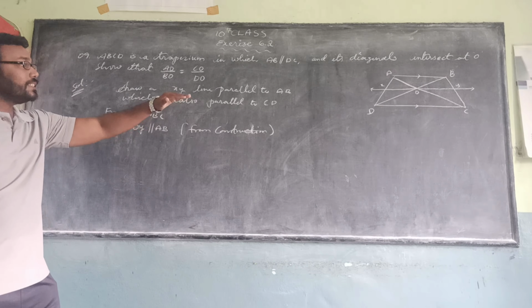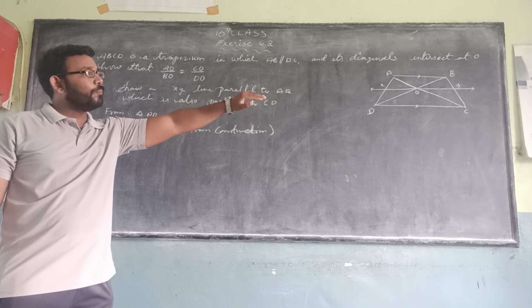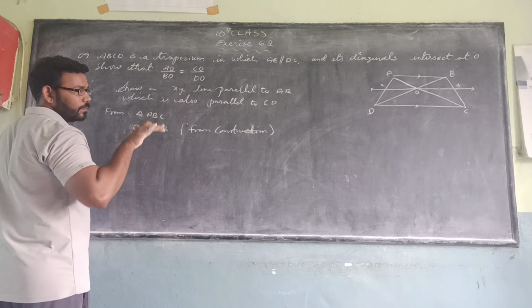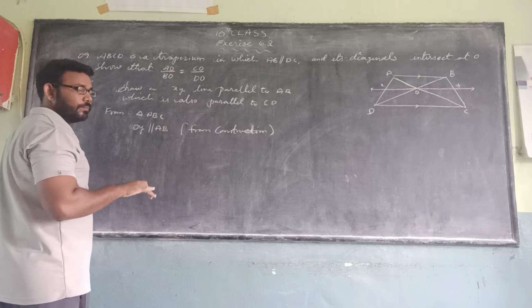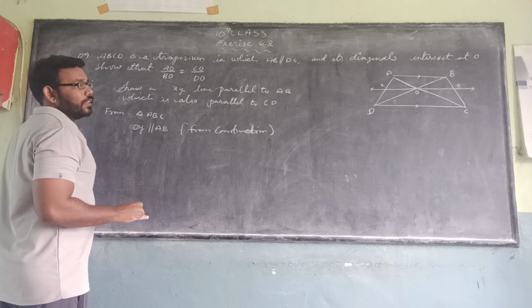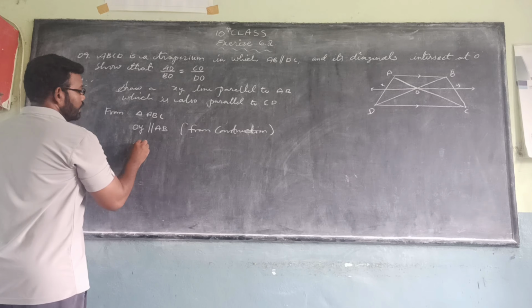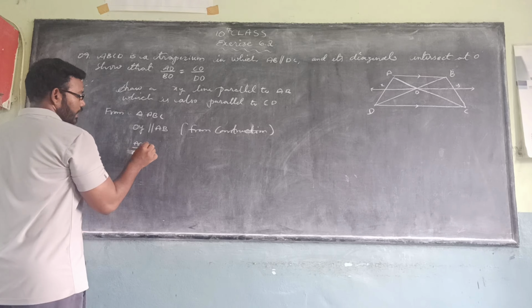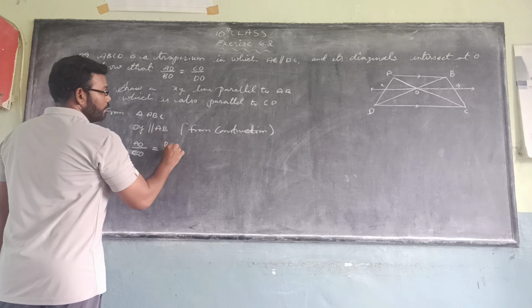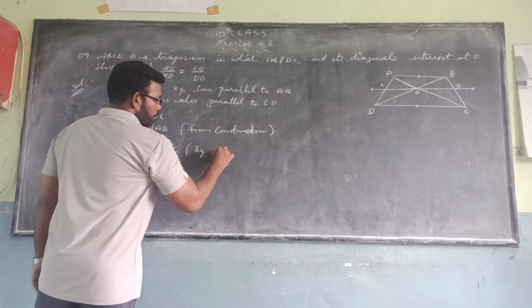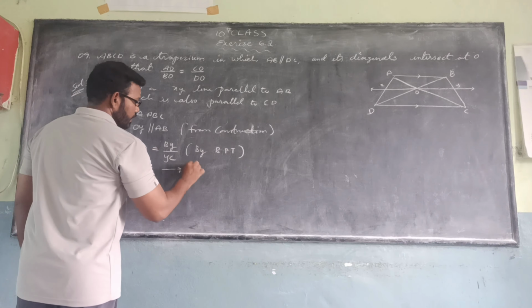So here XY is parallel to AB. That's why OY is also parallel to AB. Here, when a line passing through two distinct points is also parallel to the third side, then clearly by using the basic proportionality theorem we can say that the ratio of the other two sides are equal. That means AO by CO is equal to BY by YC, by BPT, basic proportionality theorem. Let it be equation 1.